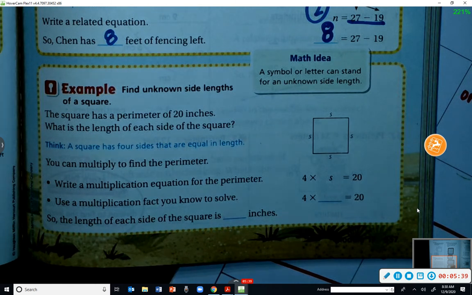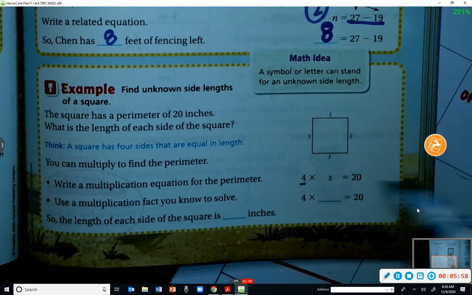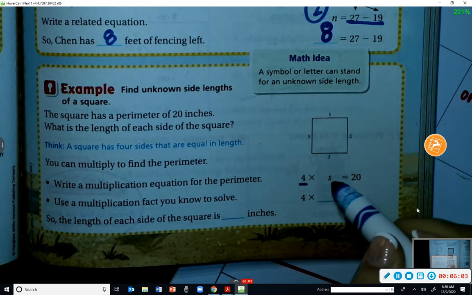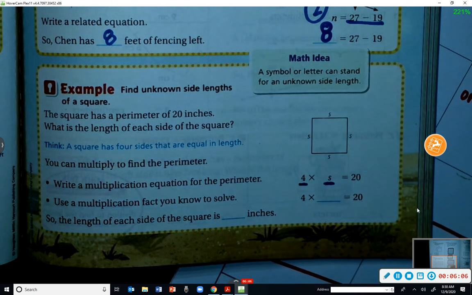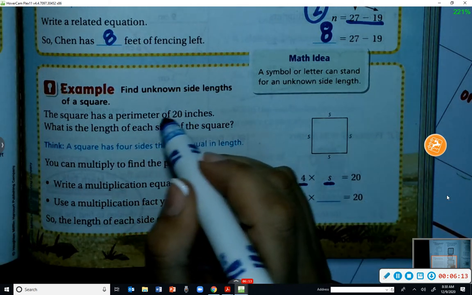Okay, example 2. Find unknown side lengths of a square. Well, what's special about a square? Gregory? There's the same number on each side. Very good. Every number is going to be the same. So that's why we can just multiply, because it's like repeated addition. So I'm going to say 4 times what number? Everybody see where I'm at? 4 times something is going to give me 20, because the perimeter of this shape, they said, was 20.